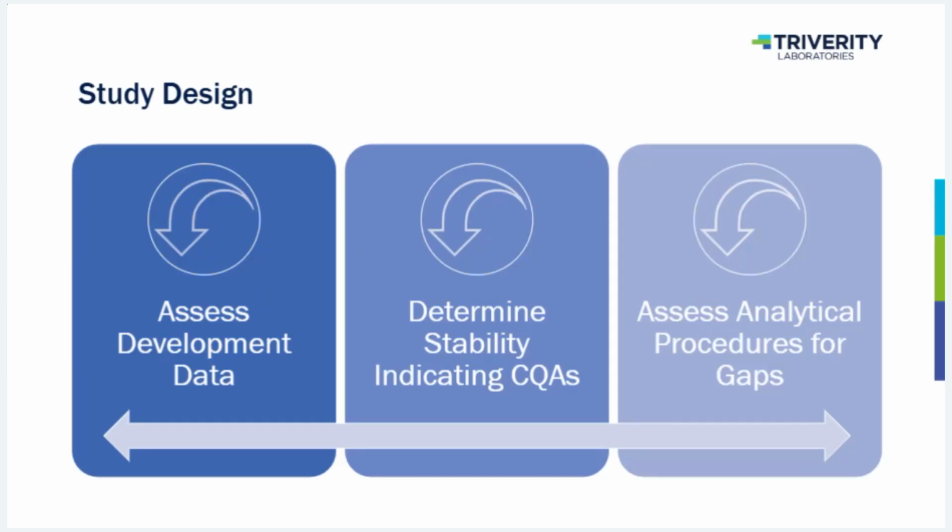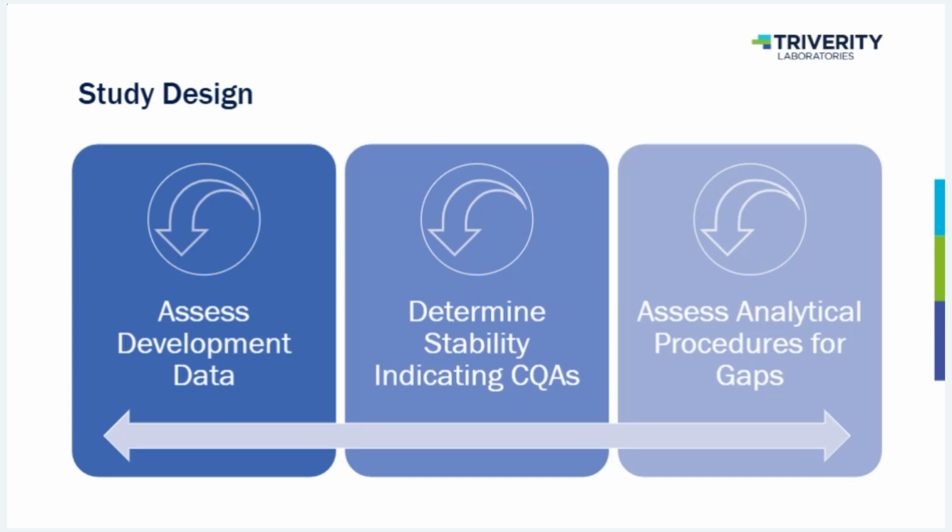Study design, when you're first starting your stability study, you want to assess any development data that you have. What do you know about your drug substance? What do you know about your drug product? What conditions are you going to store your product at? Is it going to be room temperature? Is it going to be refrigerated or frozen? And then you want to determine what your stability indicating CQAs are, your critical quality attributes. You only need to look at those critical quality attributes that are stability indicating, the ones that could change on stability. There are some critical quality attributes like residual solvents or elemental impurities. Maybe we wouldn't expect those to change on stability.